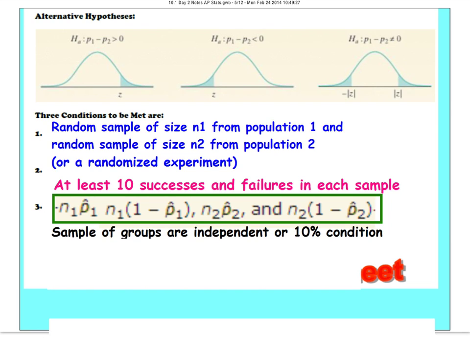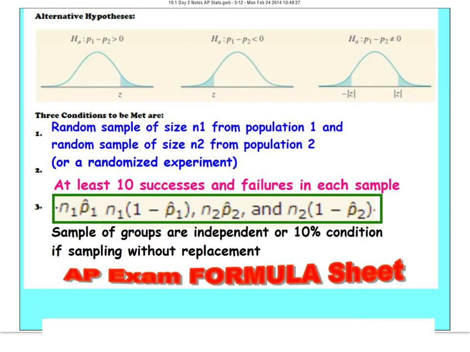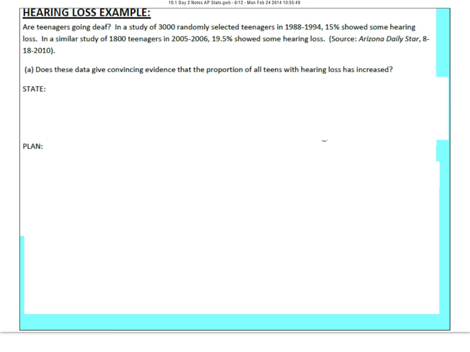So the samples or groups are independent, or the 10% condition of sampling without replacement. Just like we did before, we have to show both for sample 1 and for sample 2 that the 10% condition is met if we are sampling without replacement. Or we're going to look at whether they stated that they were taken independently, so we don't have to check the 10% condition at all. Let's go back to the hearing loss question and do it from start to finish.